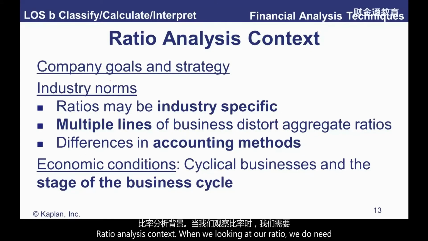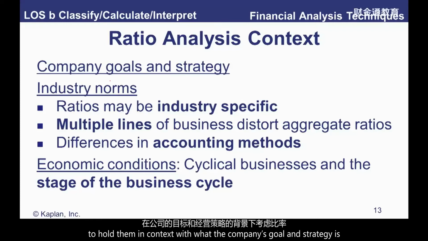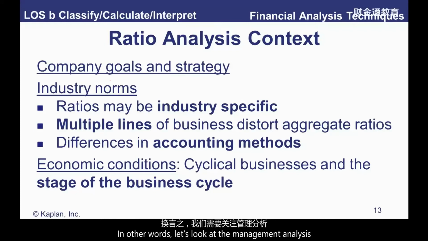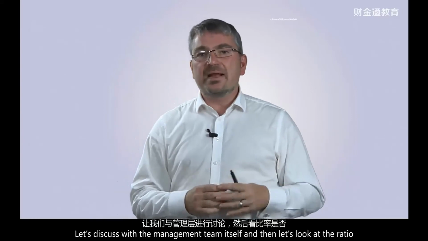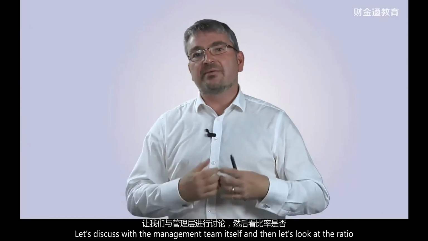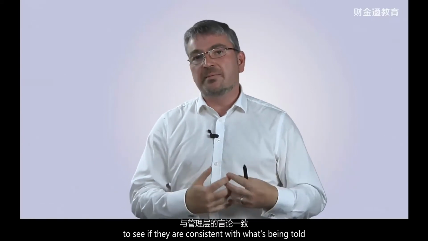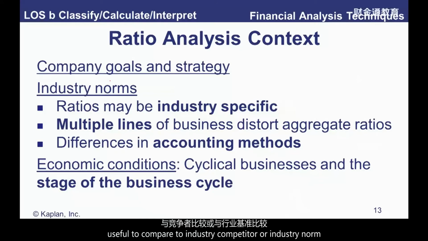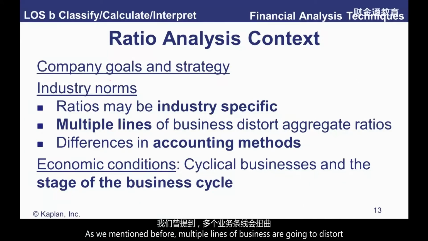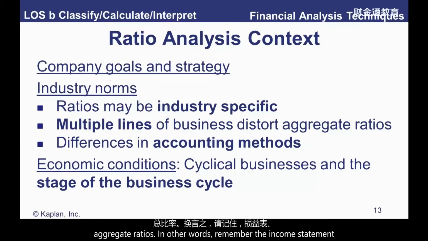Ratio analysis context. Well, when we're looking at our ratios, we do need to hold them in context with what the company's goals and strategy is. In other words, let's look at the management discussion and analysis, let's discuss with the management team themselves, and then let's have a look at the ratios to see if they're consistent with what we're being told. Now, ratios, of course, may be industry specific, which is why it's often useful to compare to industry competitor or industry norms. As we mentioned before, multiple lines of business are going to distort aggregate ratios.